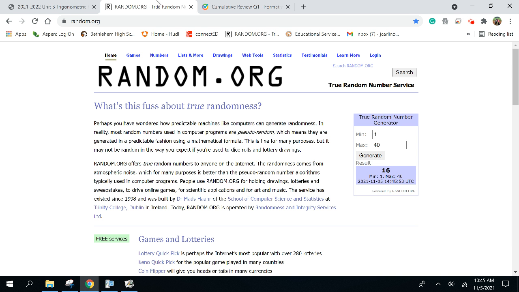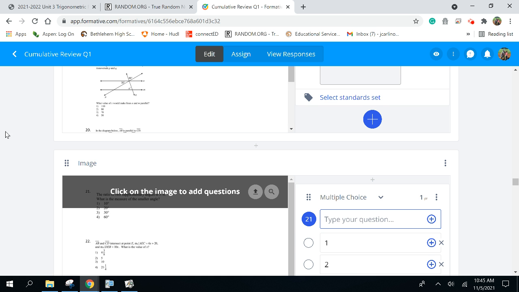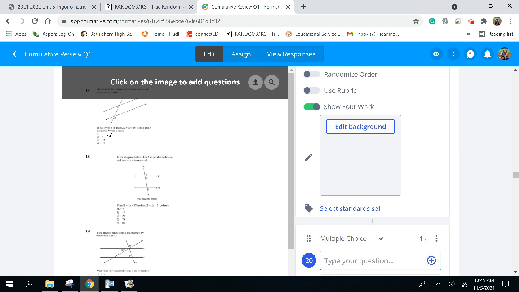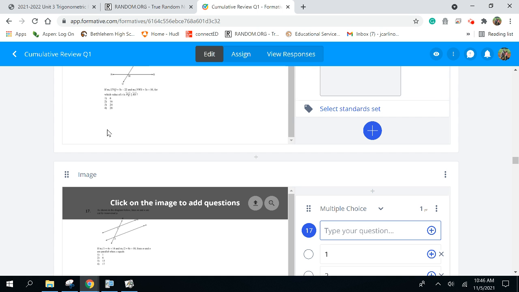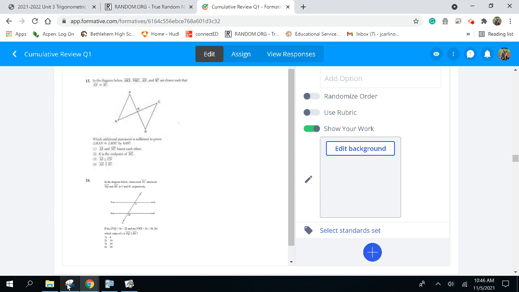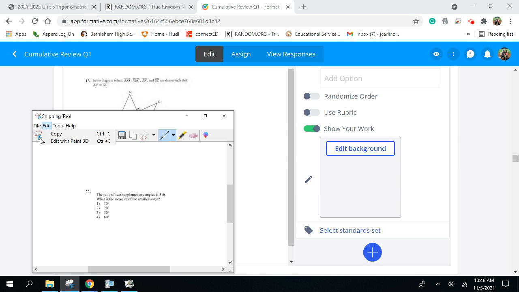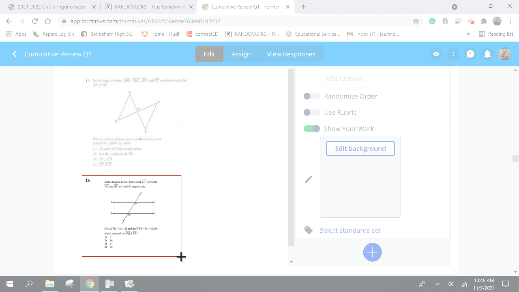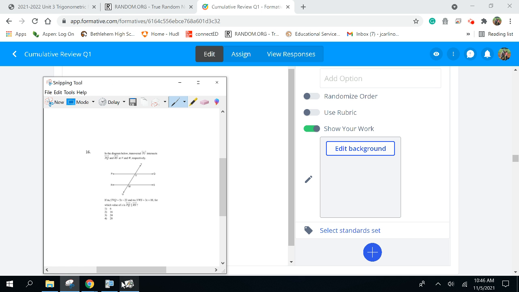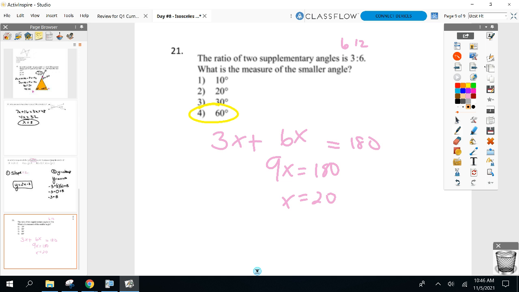What do we got for 16? Hopefully a quick one here. Oh, there we go. Parallel lines. I knew I could get one. Let's see if we can get it in here. I think we can.